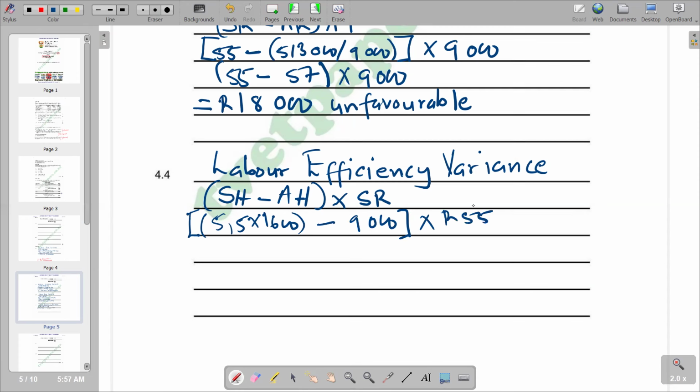We can now simplify it further: we calculate 5.5 times 1,600 and get 8,800, and then subtract 9,000. The answer that we get, we multiply by 55 rand. We have already assumed that 8,800 will be less than 9,000. If you multiply by 55 rand, you get your final answer of 11,000 rand, being unfavorable. Why? Because we are putting a negative answer inside our brackets.